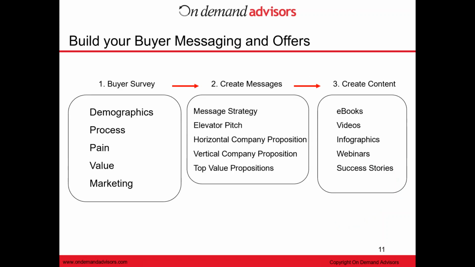Let's go to the next slide. I'm going to talk to you about another part of this. So now, as we talked about the buyer survey, we're going to then create the messaging strategy from that. That's item 2 here. And then we're going to be creating other dimensions, the core messages, as we call them, for the company position, the vertical position of the company, whether you have multiple verticals, and the top value propositions for each one of those verticals.